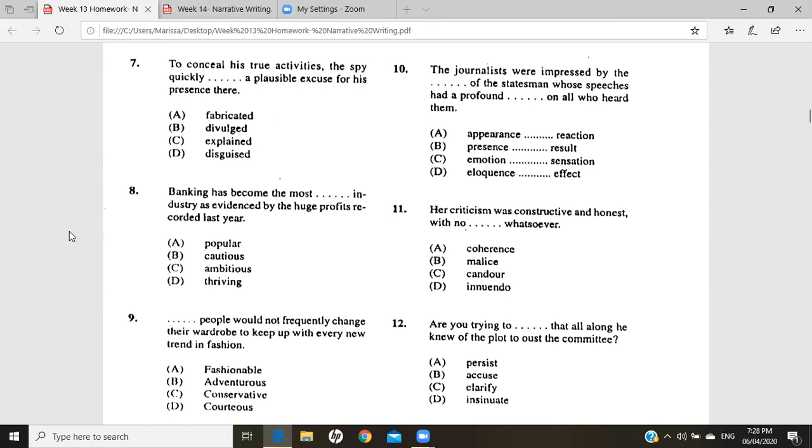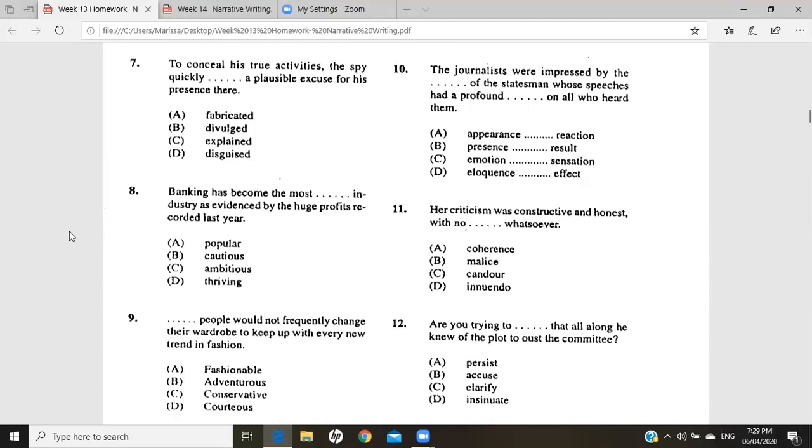Number 9. People would not frequently change their wardrobe to keep up with everyday trend in fashion. A, fashionable. Remember, it says they would not change. They would not frequently change their wardrobe. Conservative. Yeah, conservative.